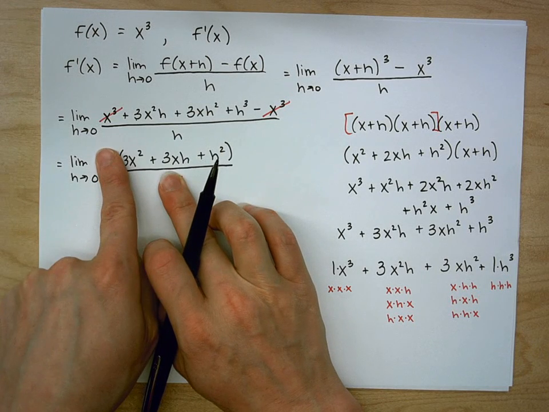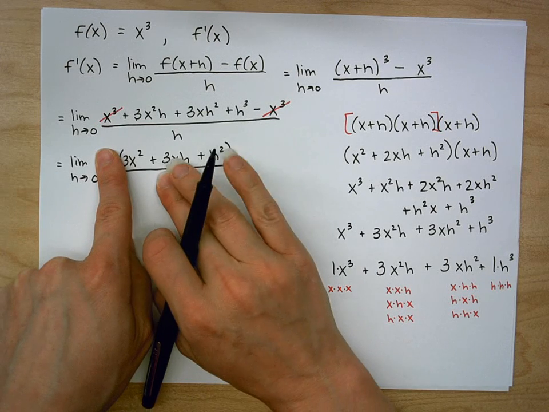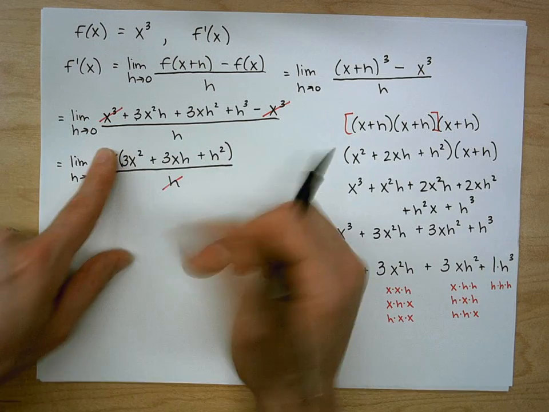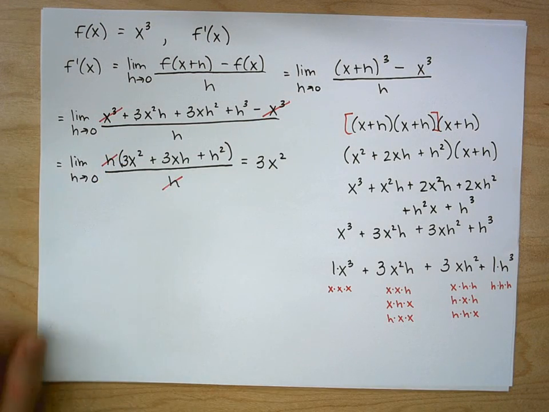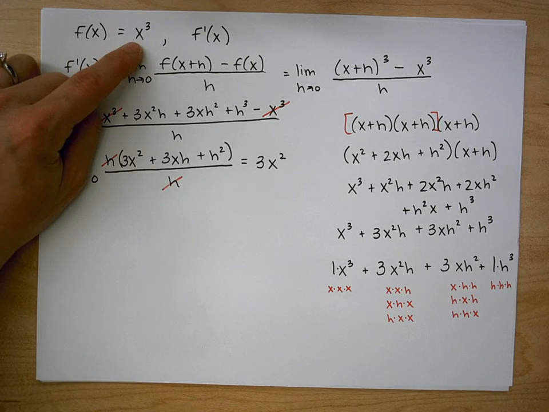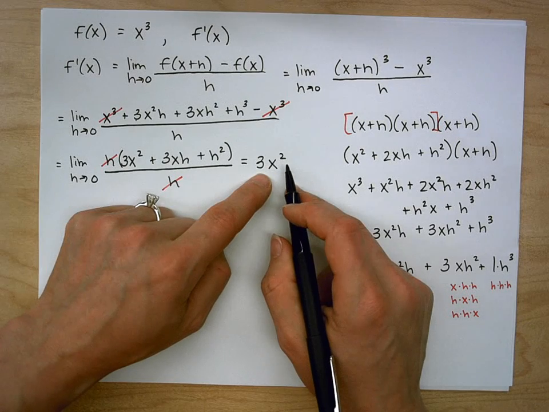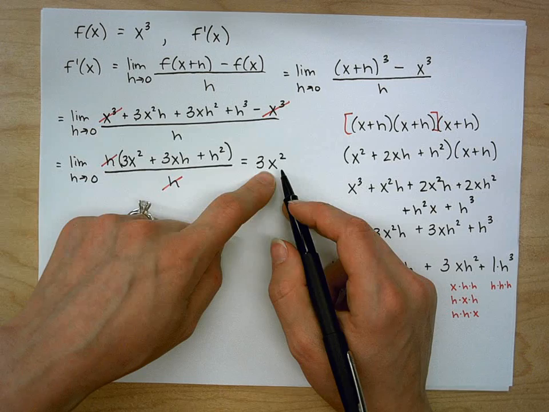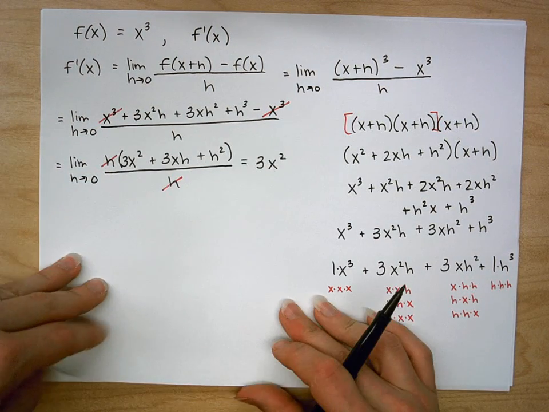So now I want to do the limit as h goes to 0. And notice this is now continuous. So as h goes to 0, this piece goes to 0. That piece goes to 0, which means I'm left with 3x squared. Okay? So that means that the slope of the tangent line for x cubed is 3x squared. So if I wanted the slope of the tangent line at 1, I plug in 1. Slope of the tangent line at 7, plug in 7. Okay? So it makes it very nice if you want to look at the slope at many different values.